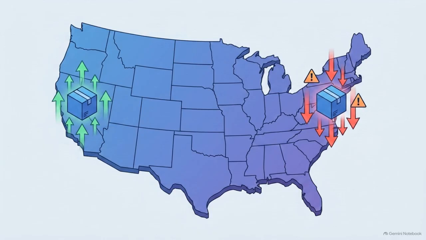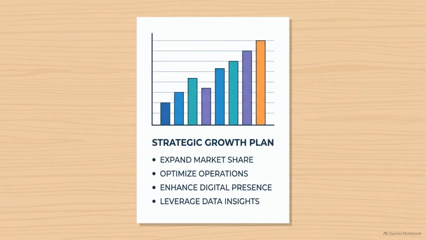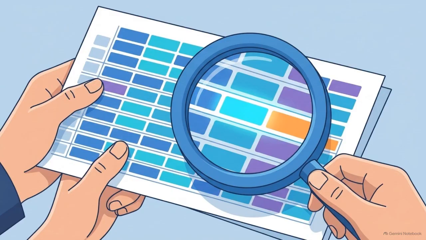Adding up a single column will not tell you why a specific product line is failing in one region but thriving in another. To extract those answers, you need an advanced data analysis toolkit. We are going to look at how to take a static grid of numbers and translate it into a clear, strategic game plan. Every analysis starts with a simple question: what happened?